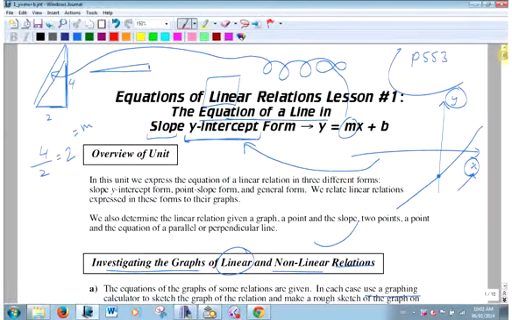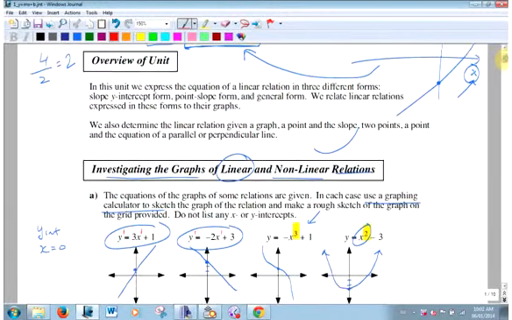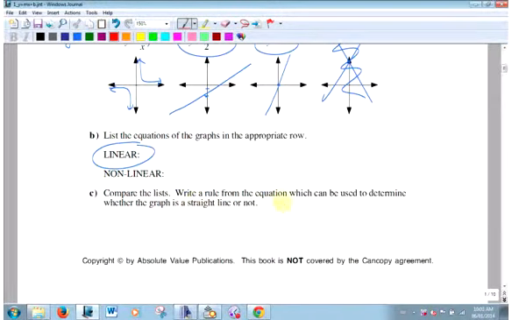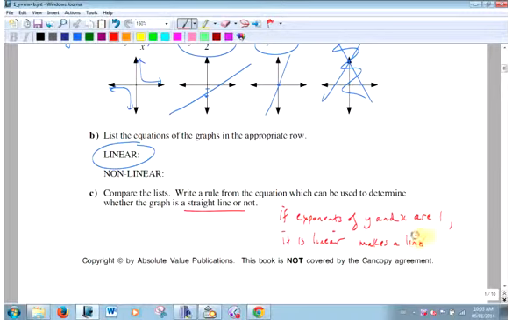I.e., if it's in the form of this, what's the exponent of x? What's the exponent of y? Okay? That should be an easy mark. That's just something to remember. All right? Compare the lists. Write a rule from the equation used to determine whether the graph is a straight line or not. If exponents of y and x are 1, it is linear. Okay? I.e. makes a line. And what's the converse? Well, if it's any other exponent, it doesn't make a line.